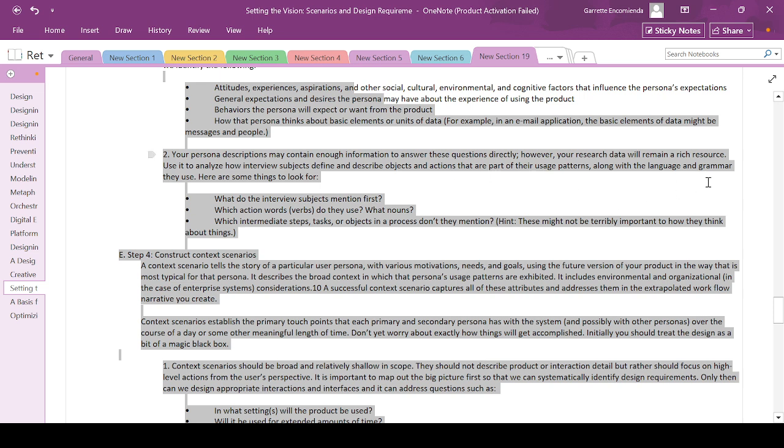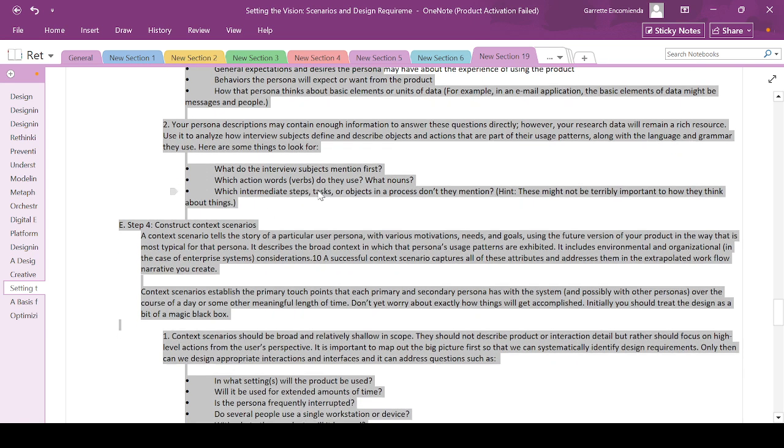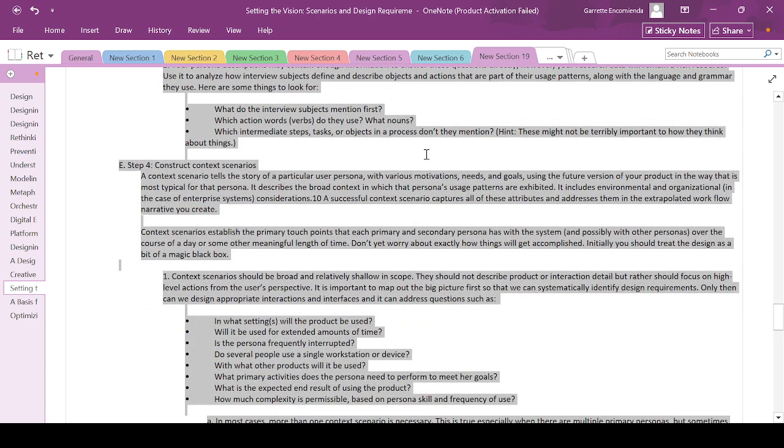Along with the language and grammar they use. So here are some things to look for. What do the interview subjects mention first? Which action words, verbs, do they use? What nouns? Those verbs and nouns will help you define the names of the controls on the interface. Which intermediate steps, tasks, or objects in a process don't they mention?